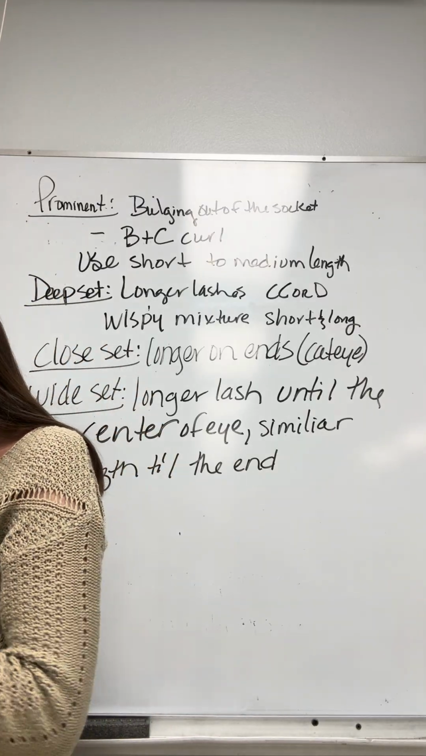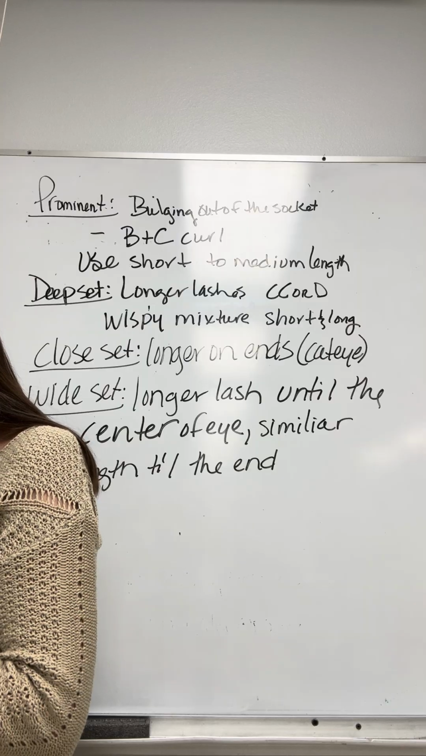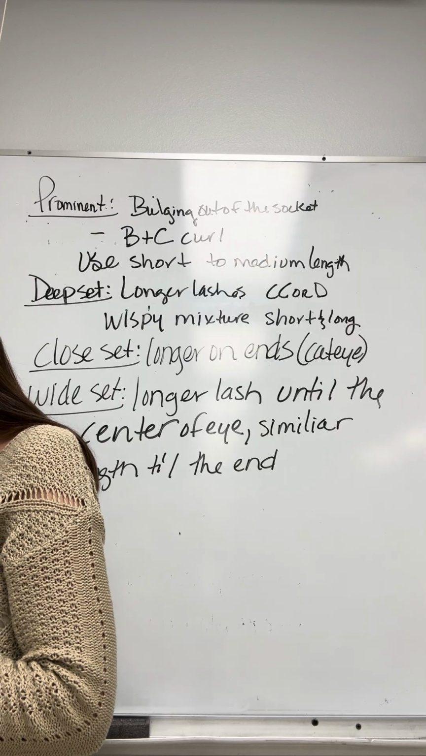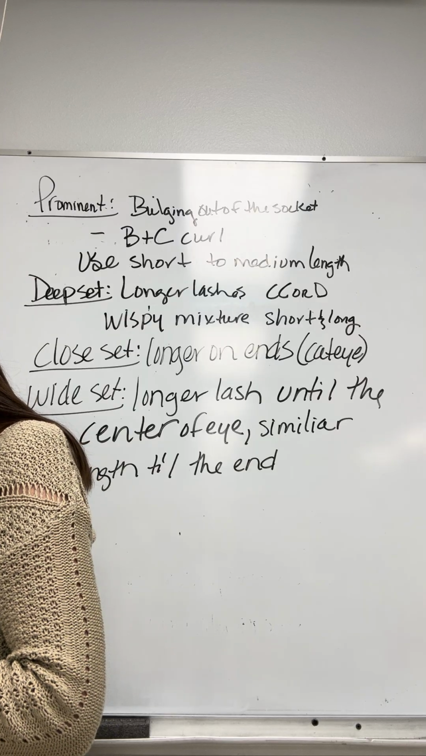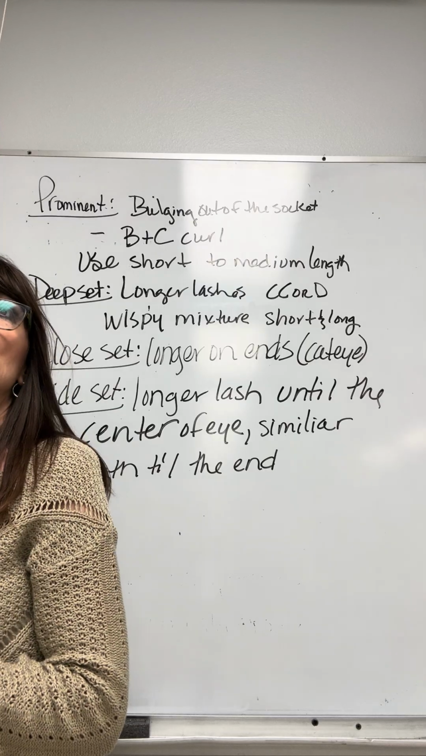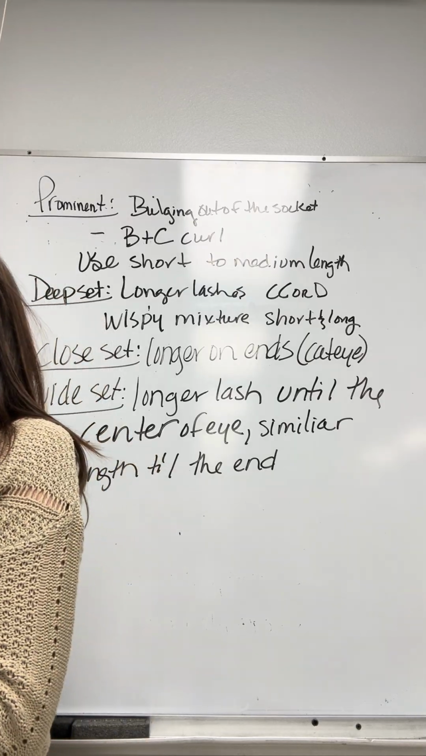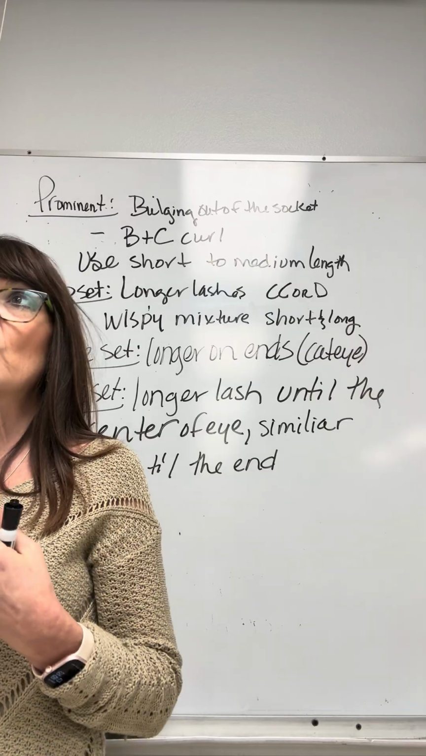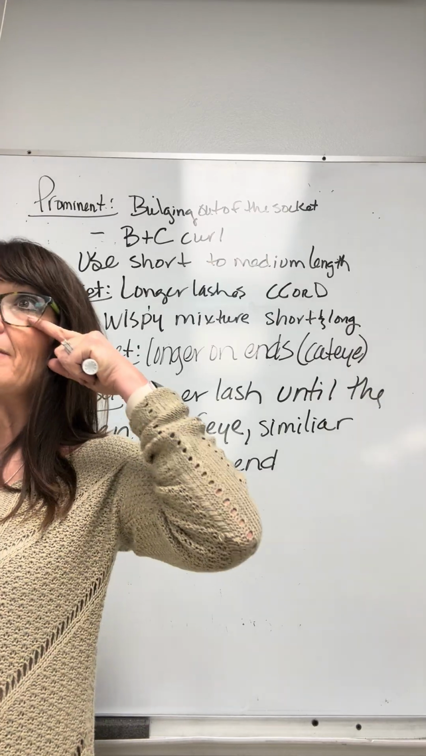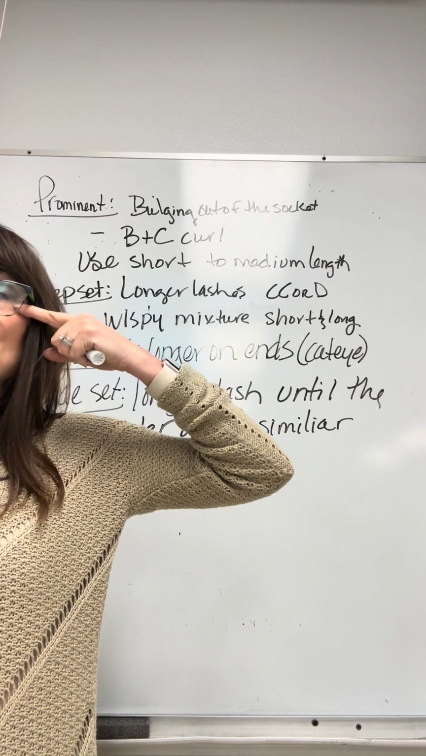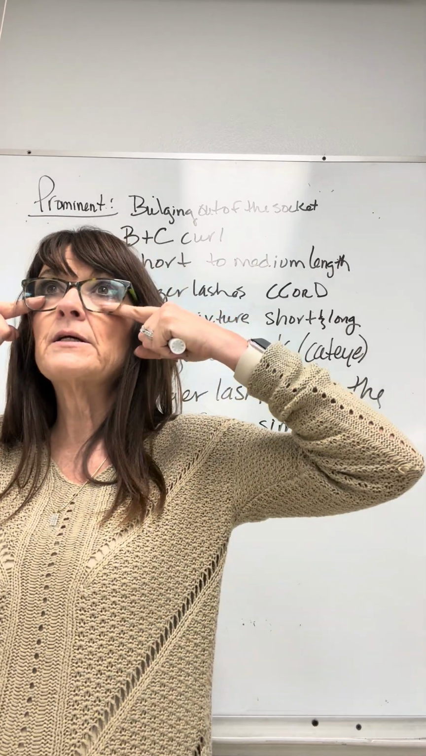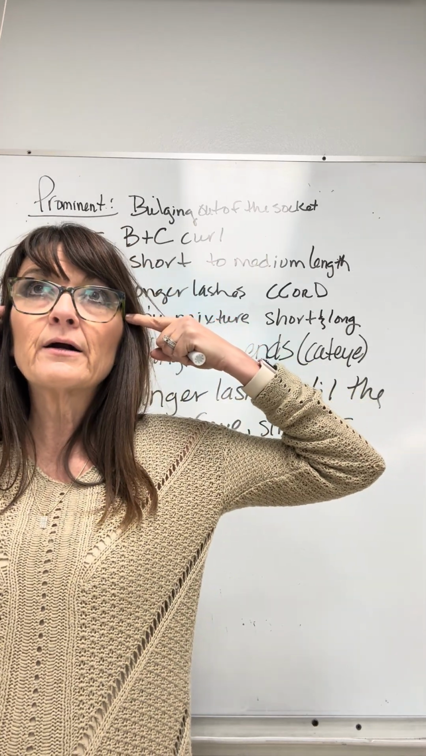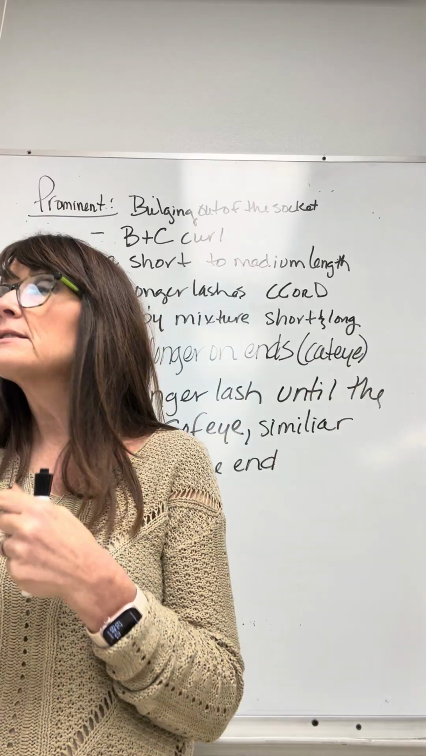Square. I have a square face, okay? Use longer lashes in the center of the eyes to lengthen and diminish the jawline. So it's similar to the round, right? I'm trying to give height, okay? But I have a square face. So do I want to have cat eye lashes put on? No, because it's going to make me look real wide through here. My thing is the same.